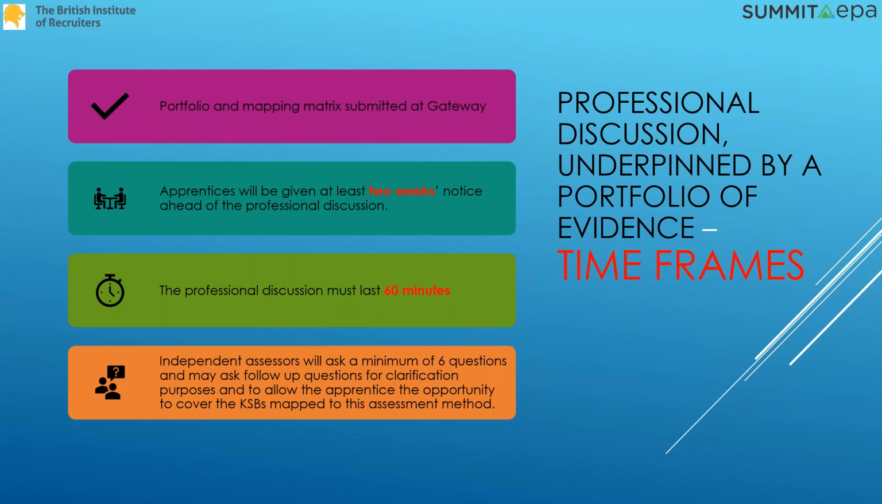The professional discussion will last an hour, and the assessor will ask a minimum of 6 questions, as stipulated by the assessment plan. This is followed up by any questions from the independent assessor, their own questioning used for clarification, and that will allow the apprentice to get up to distinction level, or, if they're really struggling, to cover the KSBs for the pass level.